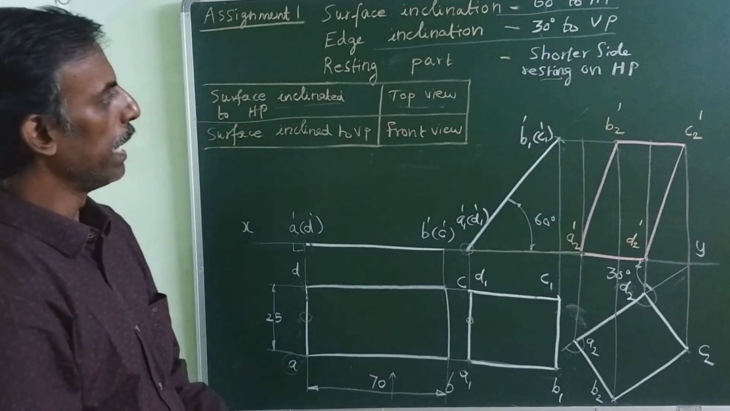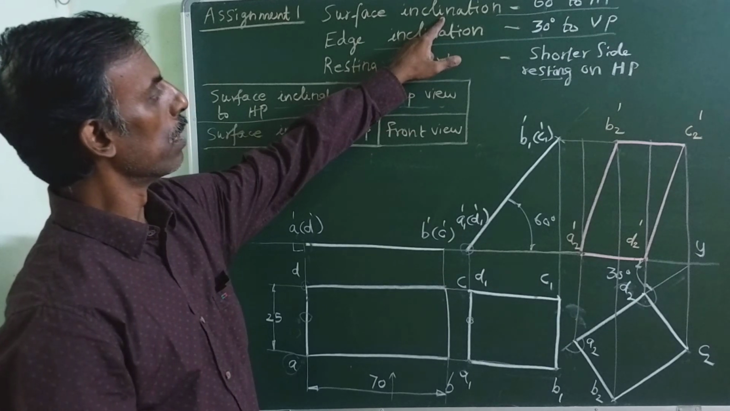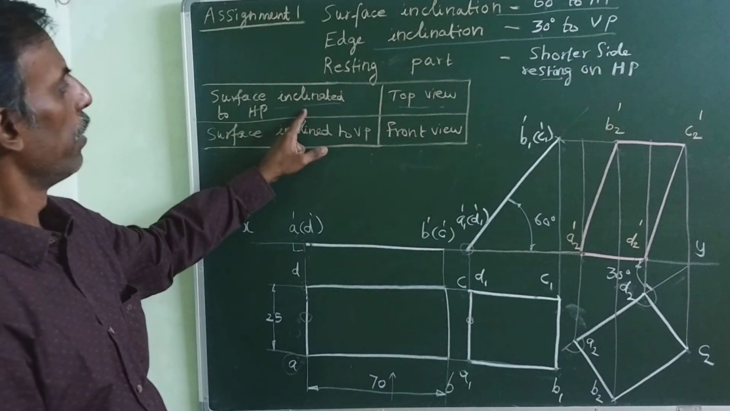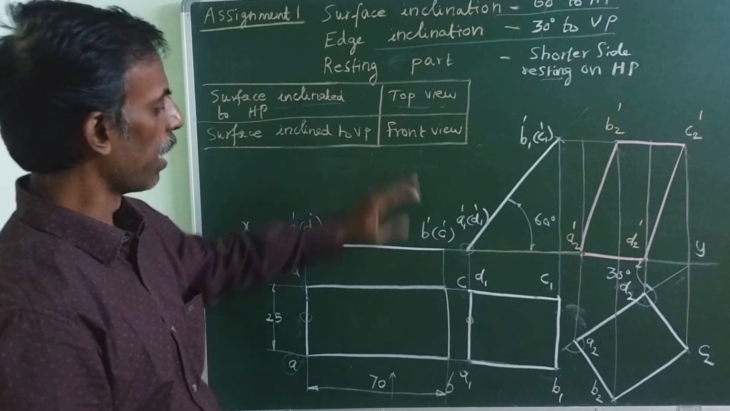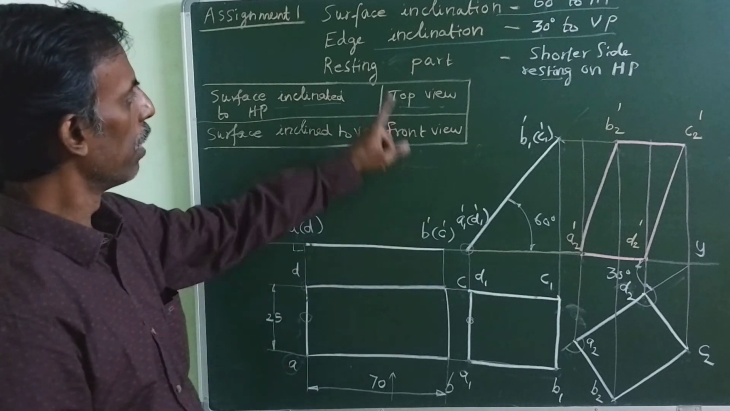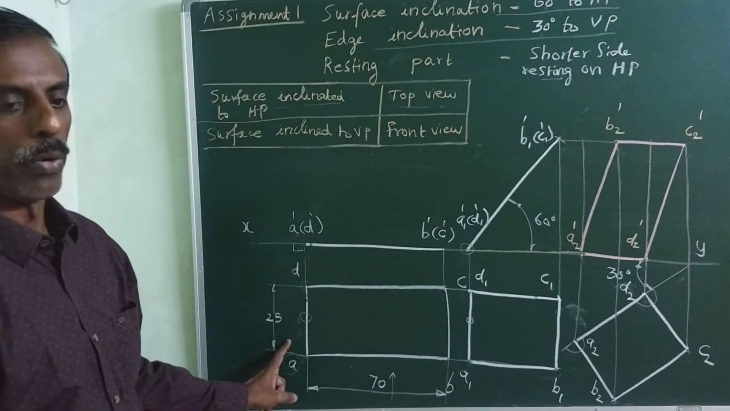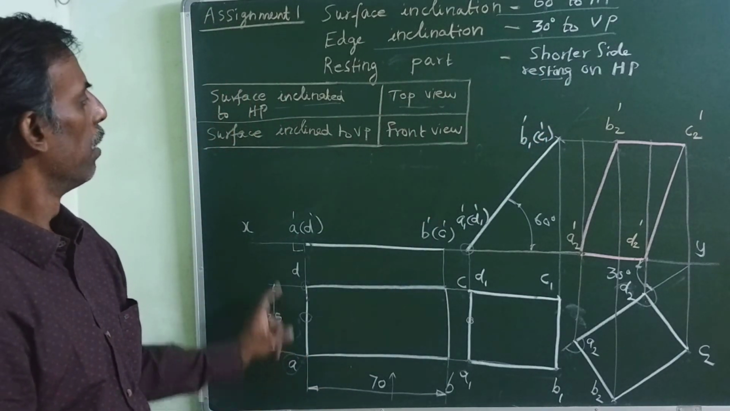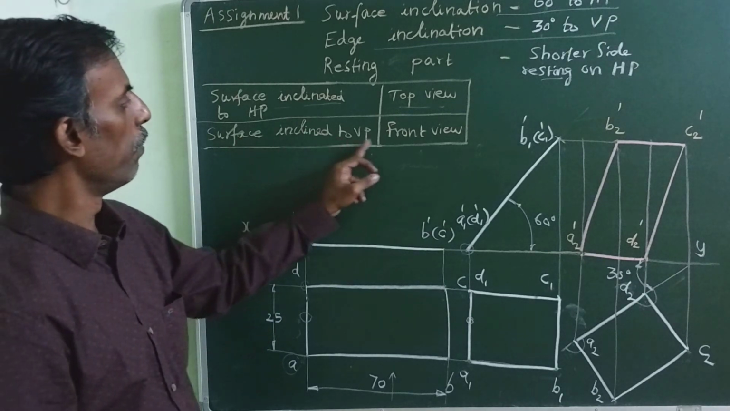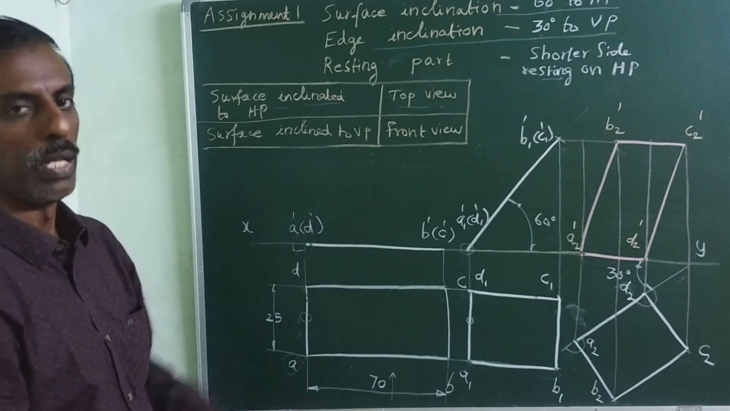So whenever you are reading the problem, always you have to look for the surface inclination. So if the surface is inclined to HP, start the diagram with the top view. When you draw the top view, orientation is important. Based on the resting part condition, you have to decide the orientation. That is important. Similarly, when the surface is inclined to VP means you have to start the diagram with the front view. True shape will be visible in the front view.